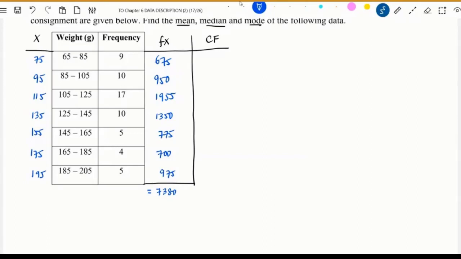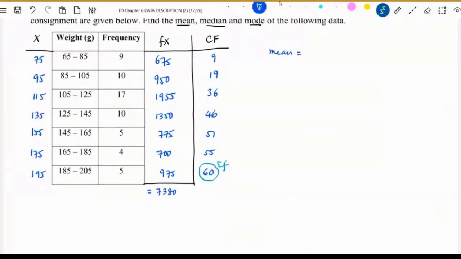So for the CF we have to add up the whole frequency. So starting with the 9, 19, 36, 46, 51, 55, and then 60. Okay, so this one represents your summation of fx, and then this one is summation f.